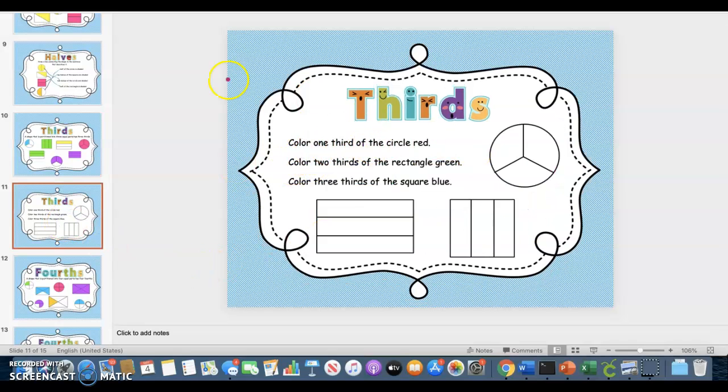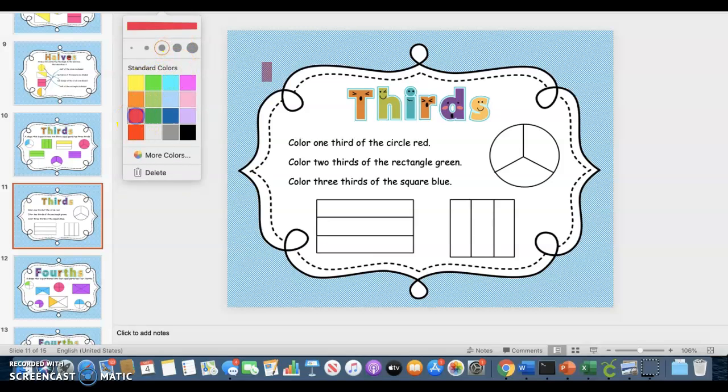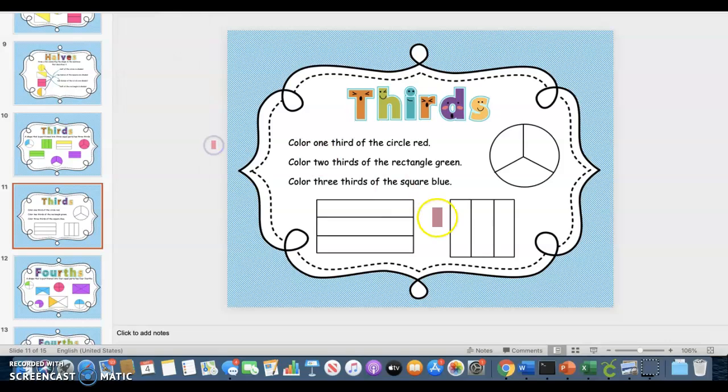Let's practice. Color 1/3 of the circle red. So how many pieces do we need to color? If it's asking you to color 1/3. Yep, only one of the 3 parts need to be colored red. Sorry, that's not very neat. Yep, there's 1/3. So I might write 1/3.